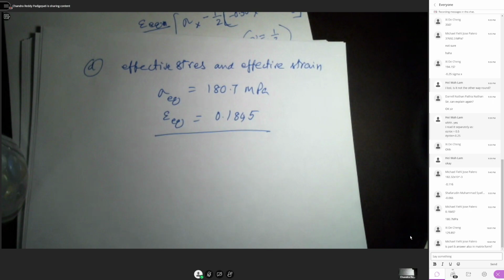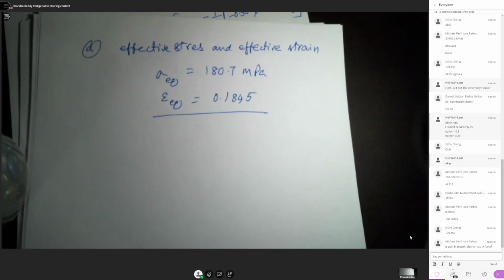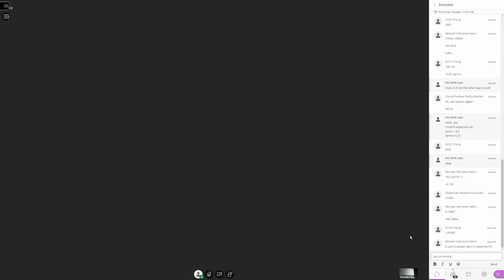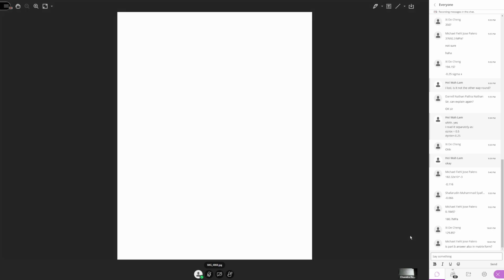Is that clear, guys? So this is about plastic deformation. Then I move on to the next part. This includes the plastic moment and elastic moment calculations, and this is related to the plastic design calculations.